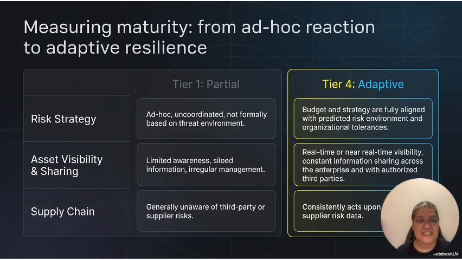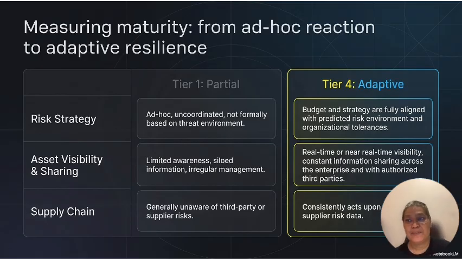And then you have your asset visibility and sharing. So, in partial, we don't have all the information. We don't see all the assets. We don't know. So that's where we talk about limited awareness, right? We don't talk, there's no communication, or if there is, it's siloed, right?